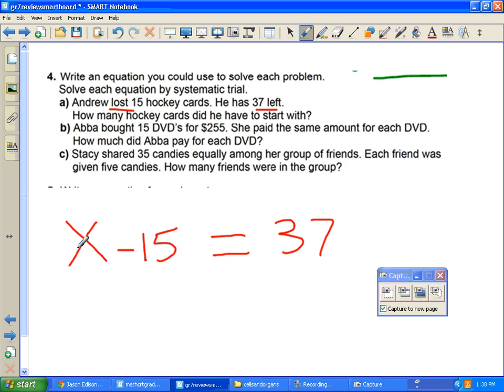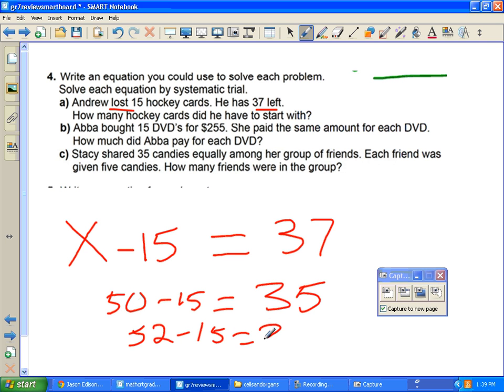Okay? And the way to solve this then, we could try 20 at first. So let's try 20 take away 15, which will leave you at 5. So I need way more than 20. Let's try 50. 50 take away 15 will leave me with 35. So I'm pretty close. 50 is not quite enough. A couple more, 52 will do it.